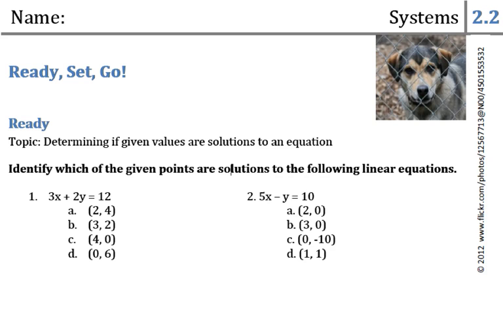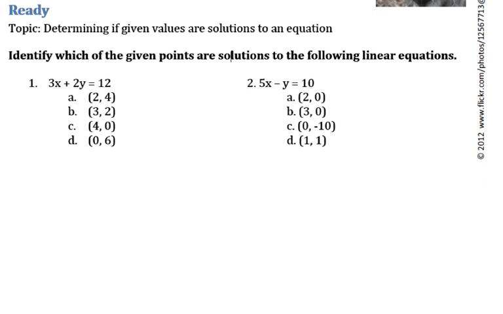Systems 2.2. So, let's take a look at these first ones. It says, determining if given values are solutions to an equation. Okay, so how do we decide if something's a solution? Well, we're given these points, an x and a y value. Those x's and y's correspond to the x's and y's inside the equation. So if it's true, the equation would make sense.